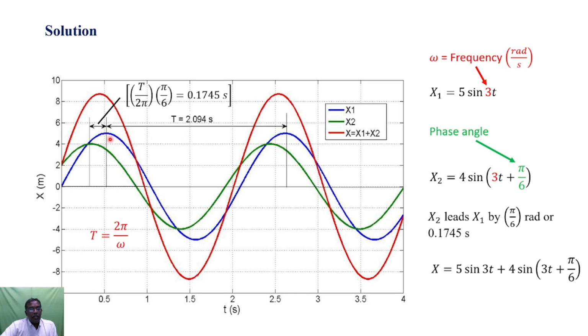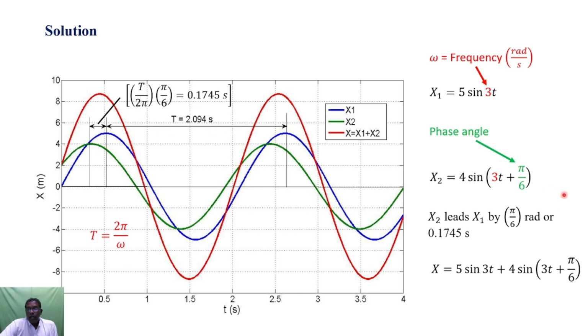consecutive points of correspondence. We start from the time t equal to 0.5 seconds to the corresponding maximum point, that is 2.094 seconds later. The maximum to maximum value of x1 is the period, or minimum to minimum, that is the time duration between consecutive points of correspondence of the curves, related to the angular frequency, time period T.